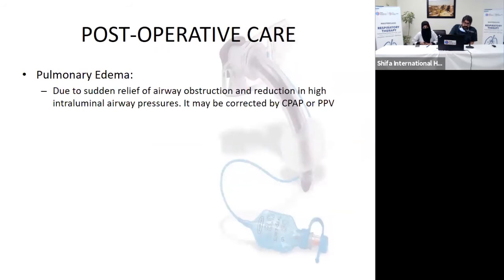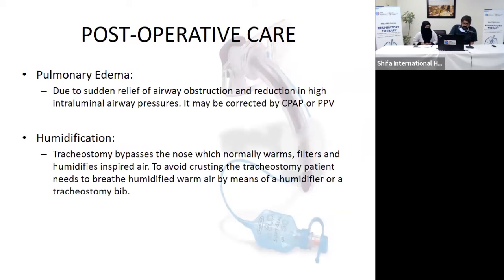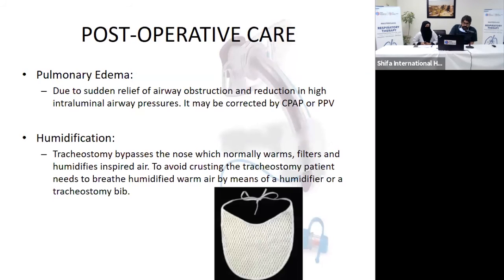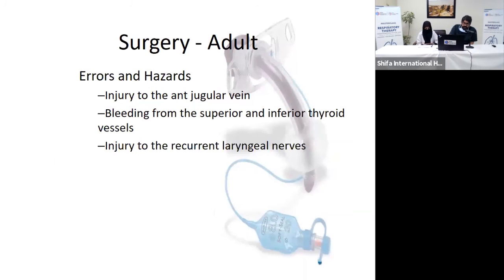Post-operative care: because we will relieve the sudden airway obstruction, these people can go into having pulmonary edema. So we have to keep that in mind for the people who have got respiratory tract obstruction. And humidification is very important. What I tell my patients is the nose is meant to humidify and filter. And if you are bypassing the nose, then you should have something which does the same job. So I usually advise them to have this bib, which they can wet and put in front of the tracheostomy tube, and it helps with that.